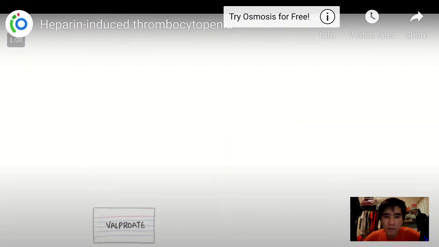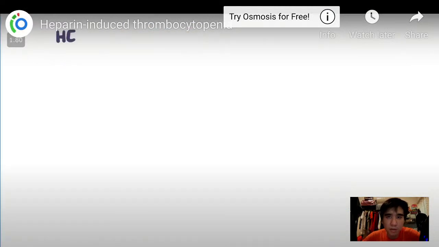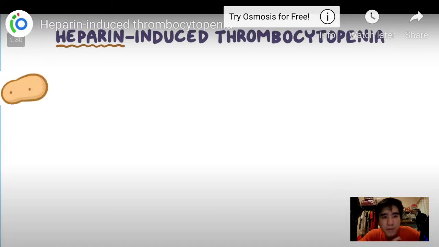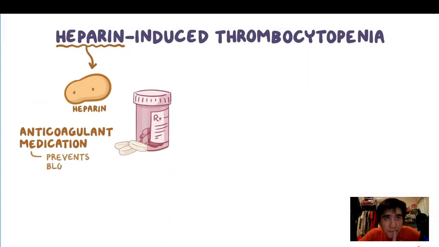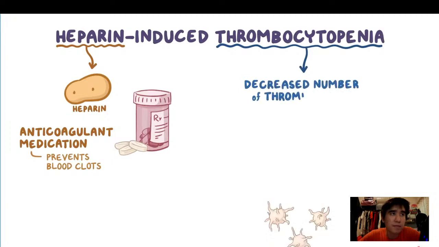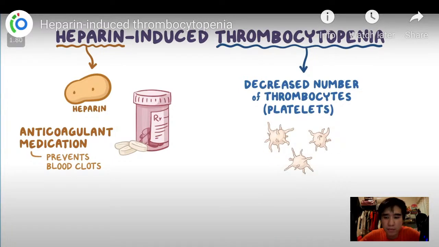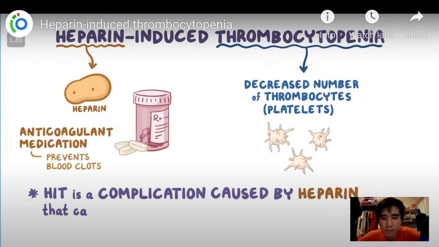Learning medicine is hard. The term heparin-induced thrombocytopenia can be divided into two parts. Heparin refers to an anticoagulant medication which prevents blood clots from forming, and thrombocytopenia refers to decreased number of thrombocytes or platelets in the blood. So, heparin-induced thrombocytopenia, or HIT, is a complication caused by heparin that results in decreased platelets in the blood.